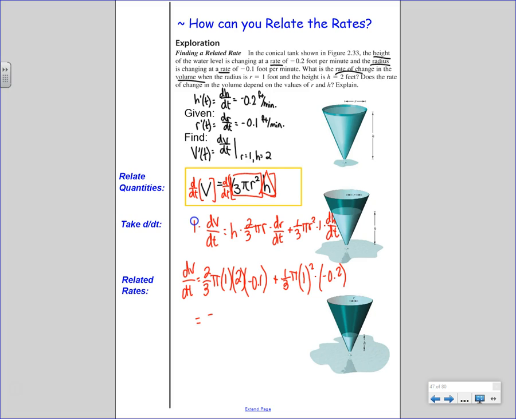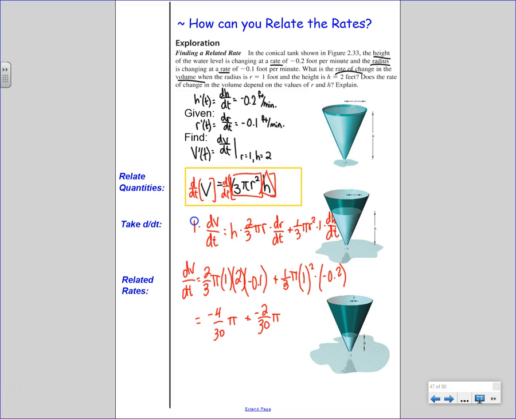That'd be negative, 0.1 would be 1/10. So 4/3, 4/30 pi. Plus, and then I have 1/3 pi times 2/10. If I want to do common denominators, I would just leave it as 2/10 and not 1/5. So that'd be 2/30.